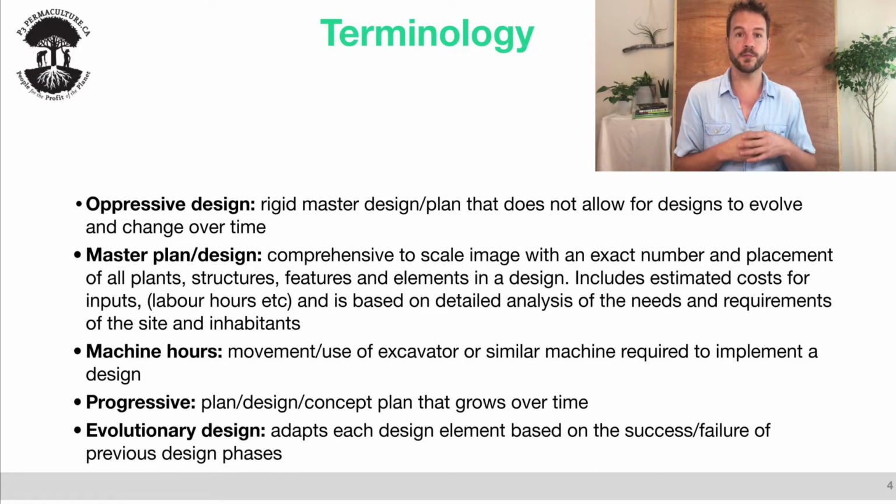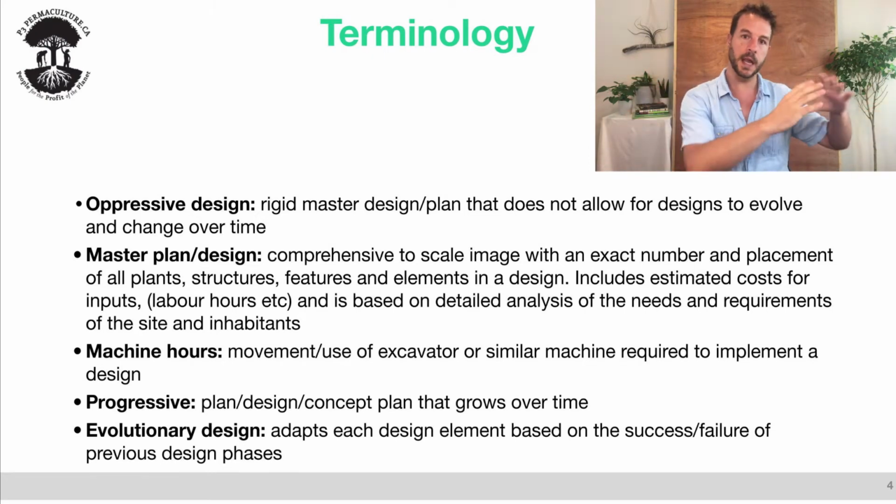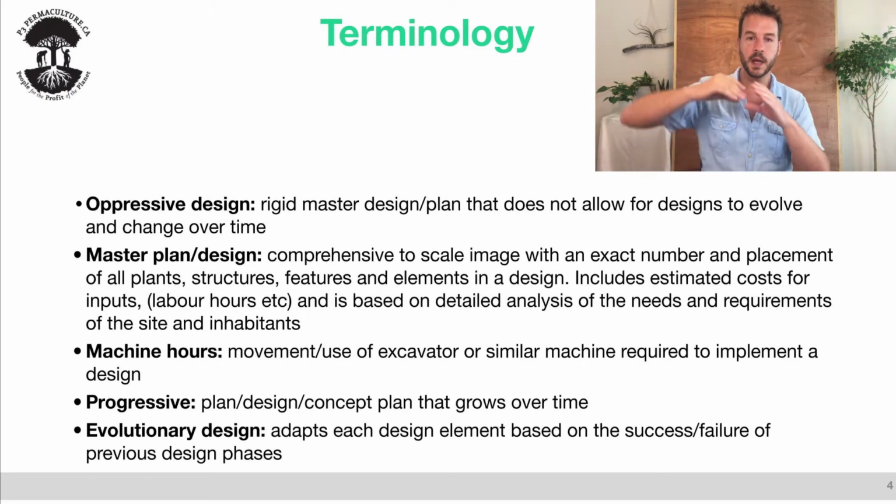The next term is progressive, and when we mean progressive, what we mean is a plan or a design, because we're often referring to a progressive concept plan. This is something that grows over time, and so we have the overall plan, we have everything decided in general. This is an area that the food forest can be in. This is an area where we want erosion management, maybe with a water harvesting dam, maybe with a swale, right?